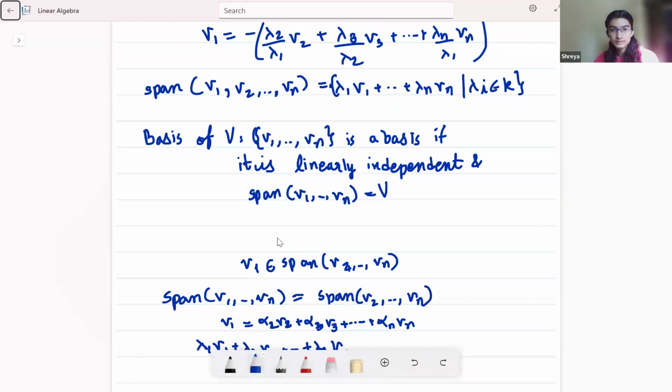So what I'm trying to say is it's linearly independent and it spans the whole thing. This is actually equivalent to saying that it's the least set, the minimal set, spanning V.